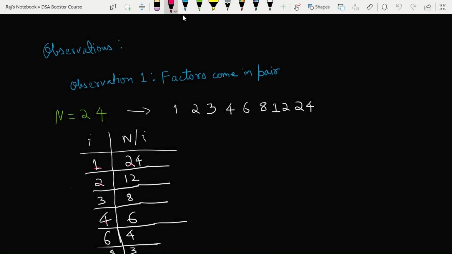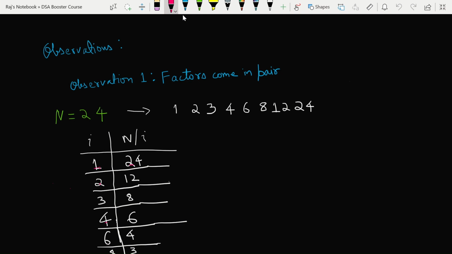So the first observation is that the factors come in pairs. But how do you reach this observation? If you look at the brute force solution and what we are doing in it, and where the point is that we can optimize, you can see that we are checking all numbers, whether the number is a factor of n or not, and we are running a loop. The loop variable is I.